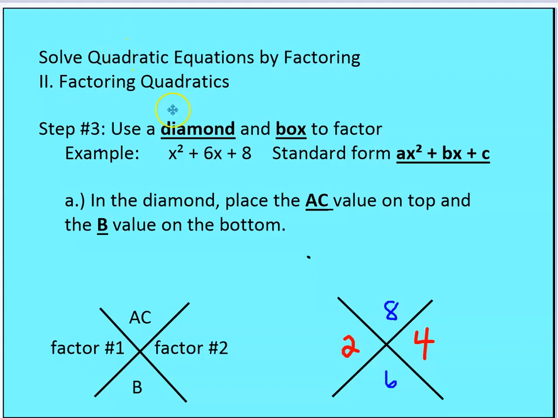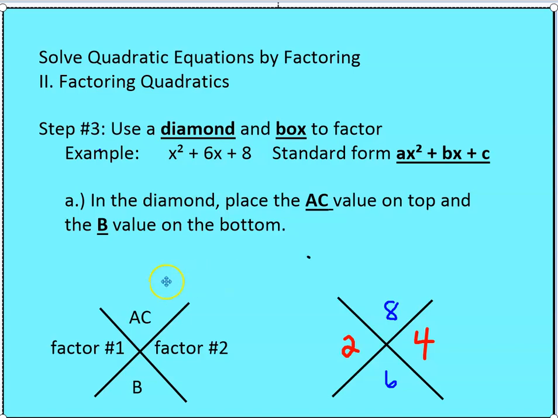All right, so diamond and box should be something that you're familiar with from algebra. So I'm going to go through this quickly. You might have your other method of factoring quadratics, and if there's another method that works better for you, that's fine. I'm just going to teach the diamond and box process so you have something in your pocket to use. Ultimately, we want this to be an intuitive process.